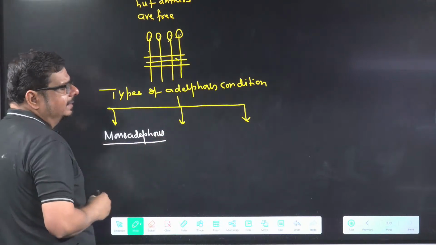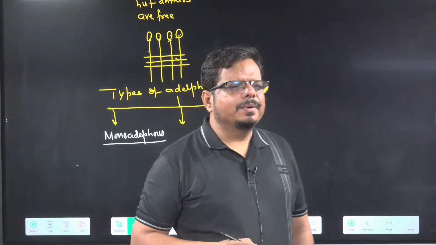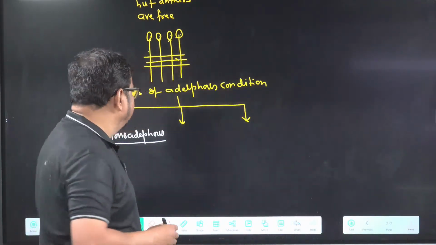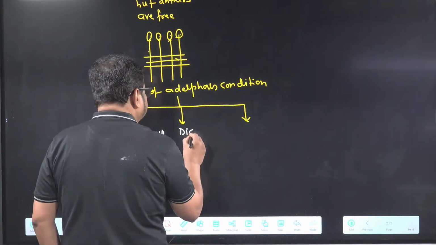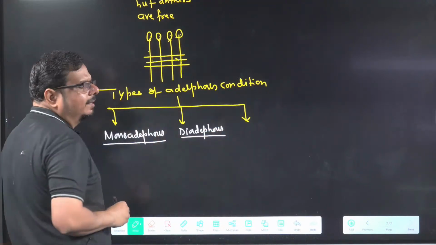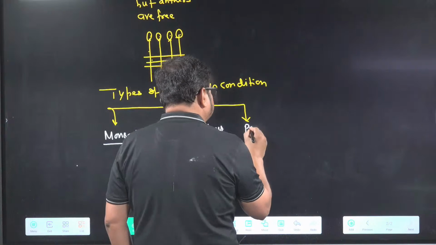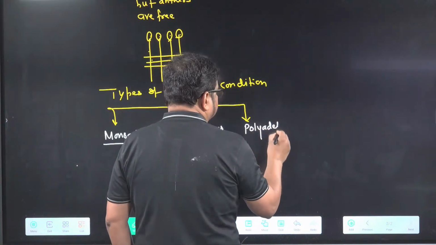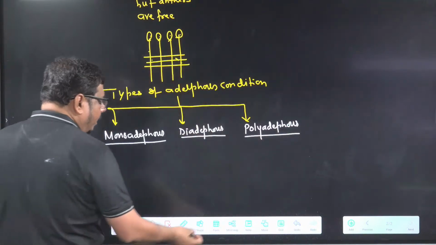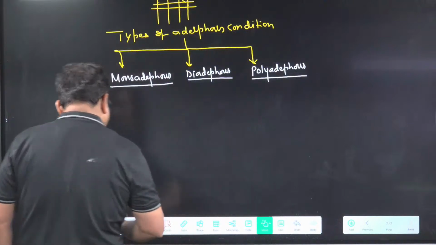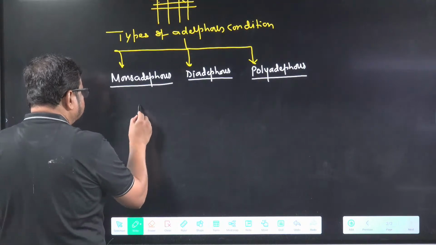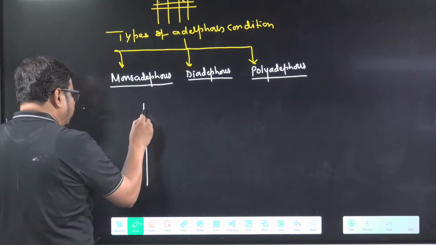How many bundles are there? Stamens fuse in how many bundles? 1 bundle. Stamens fuse in 1 bundle. Another one is which one? Diadelphous. Stamens fuse in 2 bundles. And the third one is polyadelphous. Stamens fuse in more than 2 bundles. Clear? I am drawing the diagram for your better understanding, for everyone. So if we talk about monoadelphous, you just have a look here. What happened?